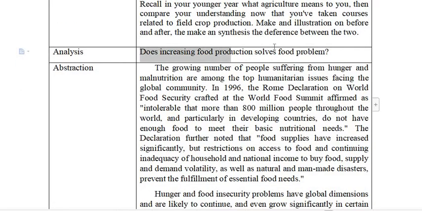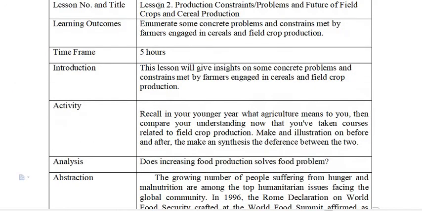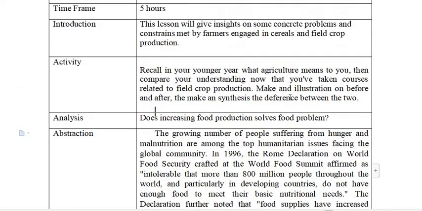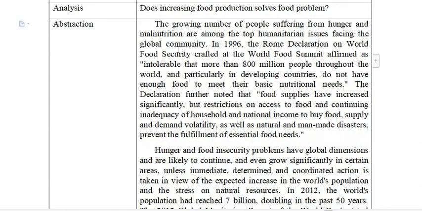So here, the analysis can be answered as we go on with our lesson. So here is the abstraction. This is the heart of the lesson, where we explain our lesson. Constraints and problems and future of field crops and cereal production.